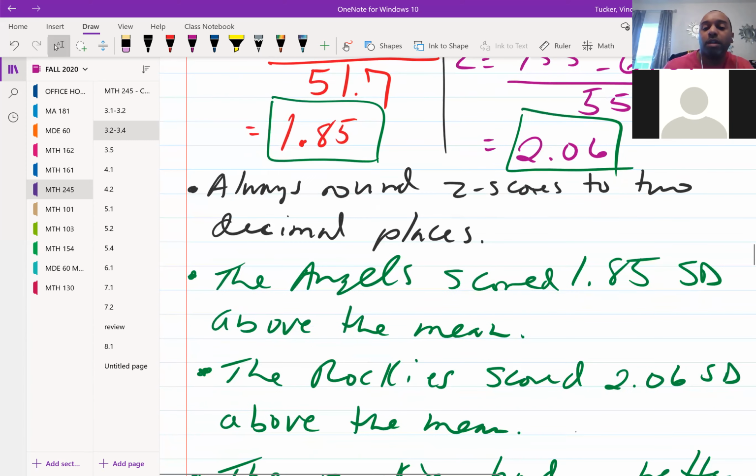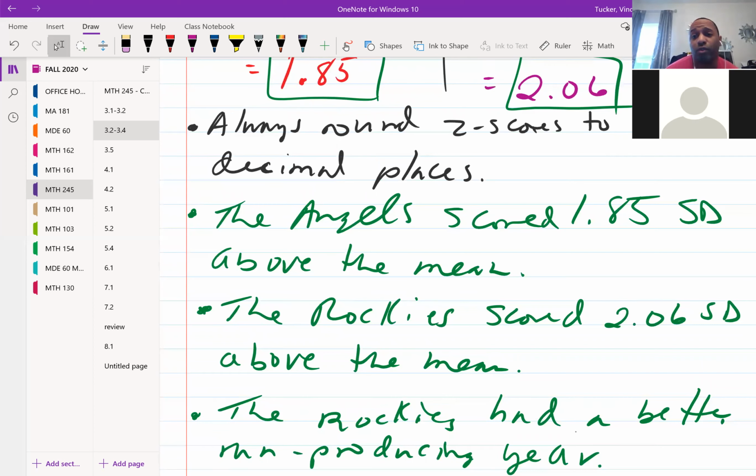Also, I want to mention that notice I mentioned above the mean. If they were negative, let's say if it was negative 1.85, I would have said the Angels scored 1.85 standard deviations below the mean. So that negative versus it being positive will make a difference in how you analyze what occurred.